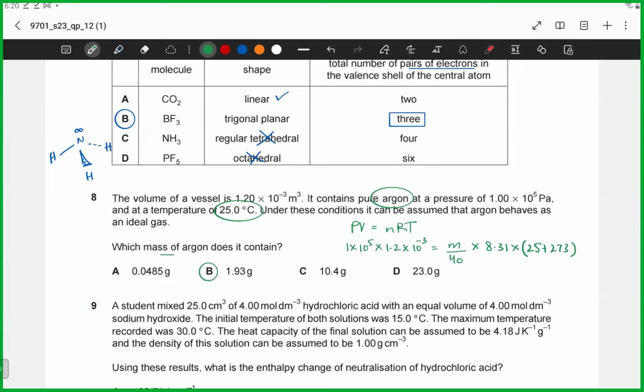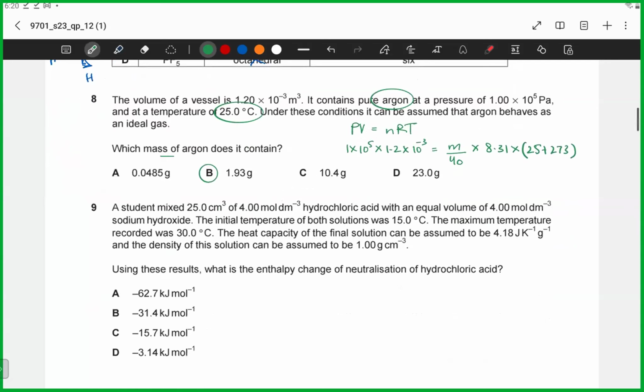That's the next one. A student mixed 25 cm cube of HCl with an equal volume of NaOH. Equal volume, so it's also 25 cm cube. The initial temperature of both solutions was 15. The maximum temperature recorded, so we'll get delta T. What is delta T? That's 15. And remember, it's exothermic. The sign would be minus, right? Eventually, the final answer will be negative.